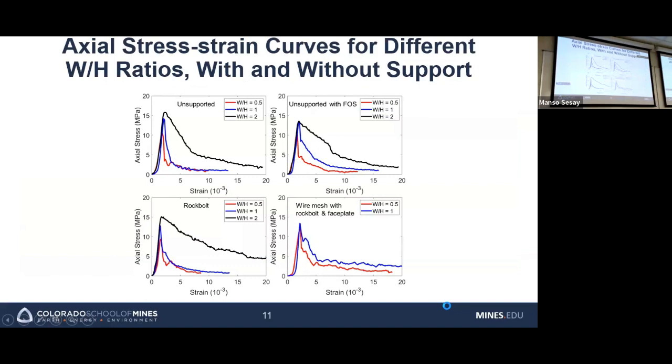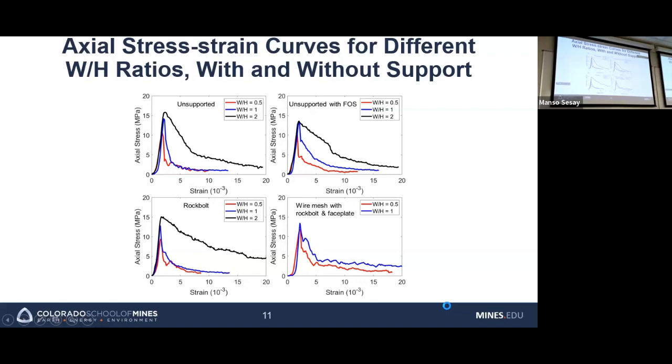So for the results, we tested a lot of specimens, but I'm just showing only a few specimens here. As you can see, for the unsupported specimens, we tested three different width height ratios. As we reduce the height, we can see higher strength and more ductility. This is due to the restraint or the boundary conditions of the interface between the platen and the specimen. This interface frictional angle between the specimen and the platen provides some confining stresses on the specimen. Because of that, we can see the increment in the strength of the specimen when we lower the height.